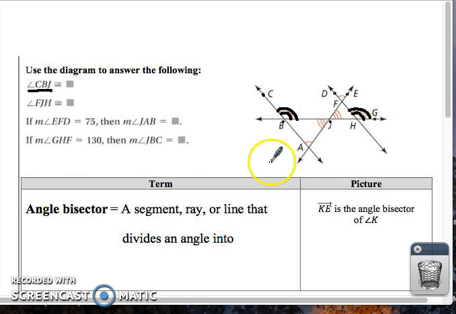Well, we need to name that. We can't name it just by its vertex. We can't say angle H because angle H has 1, 2, 3, 4 angle H's. That's not going to work. So we need 3 points with a vertex in the middle. So we'll use D, H, G. So angle DHG. And yes, you're going to need this diagram. It's not going to make any sense if you don't have this diagram. So you may want to hit pause and copy this diagram in your notes.